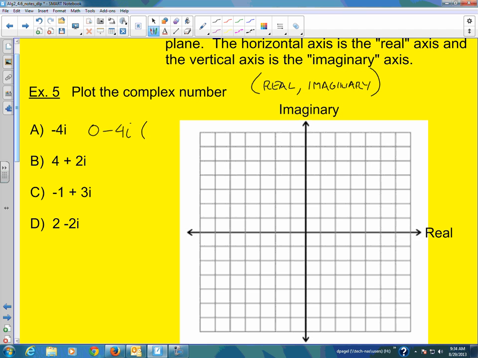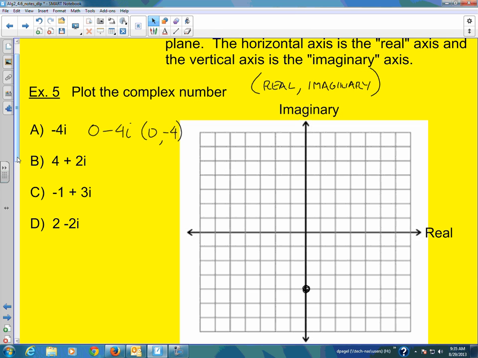Thinking about how the coordinate would show up from this, the real part is the 0, and the imaginary part is that negative 4. We won't write the i. We'll just take the coefficient with the i as our imaginary piece. So 0, negative 4 would be this first point. So we would be right there. That's 0, negative 4.